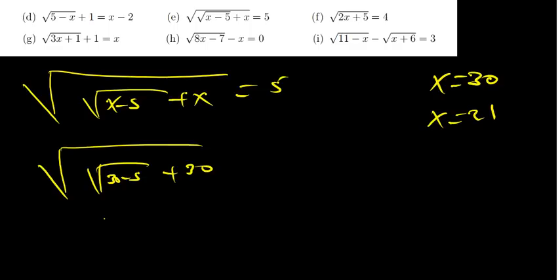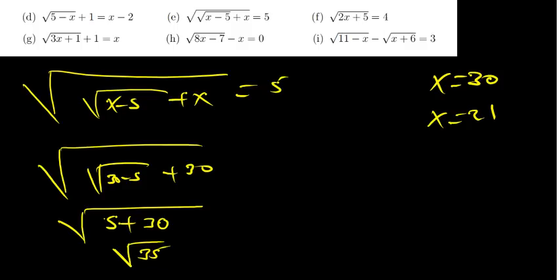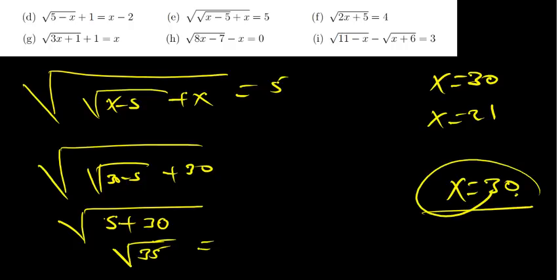What is the square root of 25? 5. So meaning I've got 5 plus 30. So what is 5 plus 30? 35. Do you think the square root of 35 is going to give us 5? No, because the square root of 25 is the one which is going to give us 5. So x is equal to 30 is not the solution. I go to 21. Have you seen what we have done?